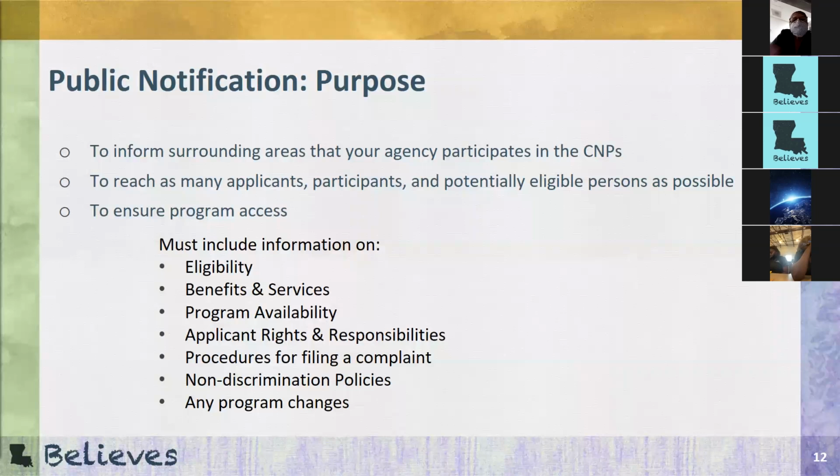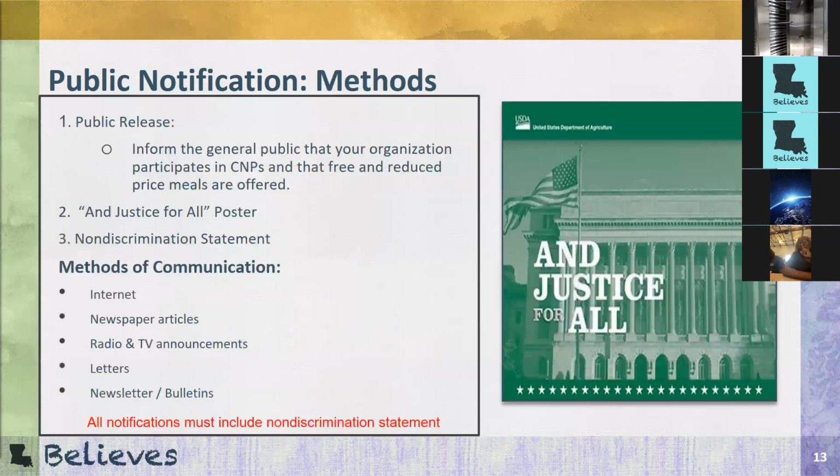Public notification must include information regarding eligibility, benefits and services, program availability, hours and location, applicant rights and responsibilities, procedures for filing a complaint, non-discrimination policies, and any program changes. CNPs must notify the public annually of their participation in the program. Notification to applicants and participants must include information regarding program availability, program rights and responsibilities, the procedure for filing a complaint, and the policy of non-discrimination.